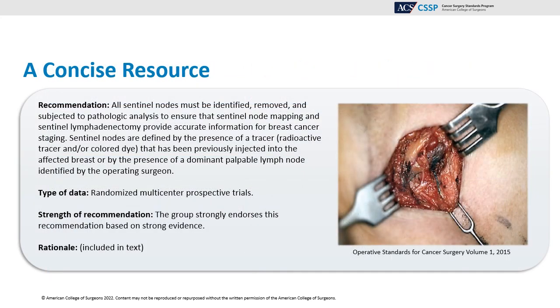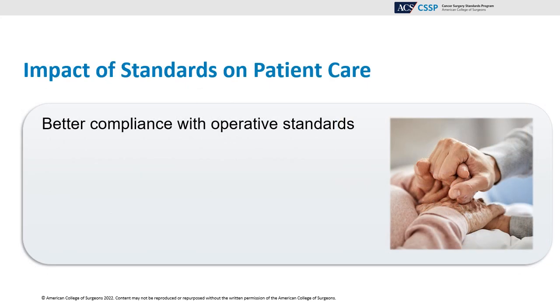Another benefit of the Operative Standards manuals is the consolidation of commonly tested and evidence-based information pertaining to complex cancer care. In the example of a sentinel lymph node biopsy, a detailed recommendation is provided and accompanied by the type of supporting data, recommendation strength, and rationale for the recommendation. Furthermore, these standards have been shown to improve patient and oncologic outcomes.